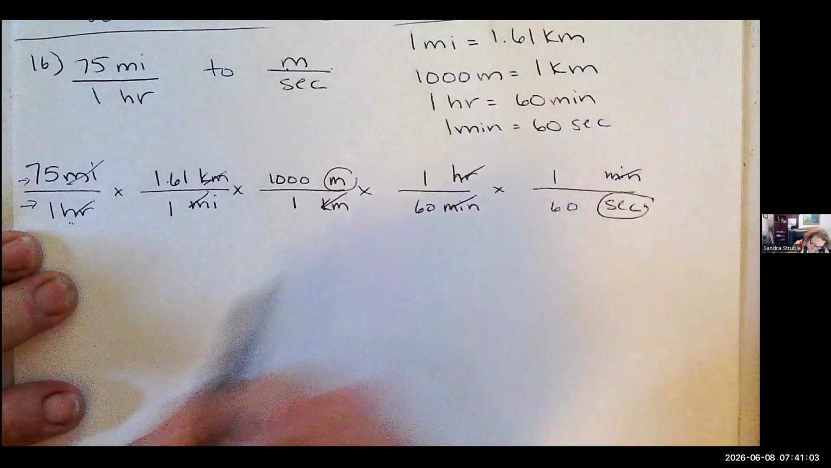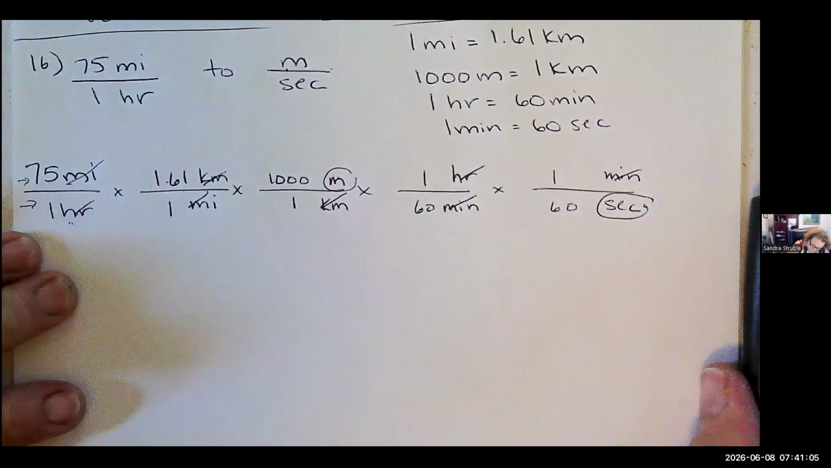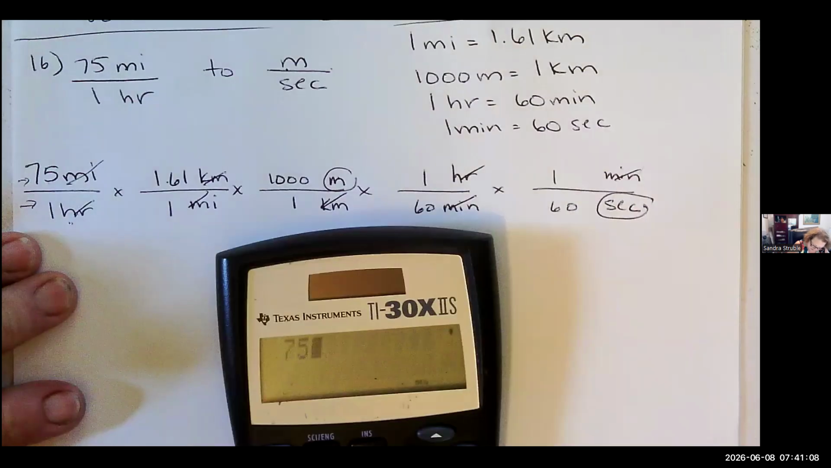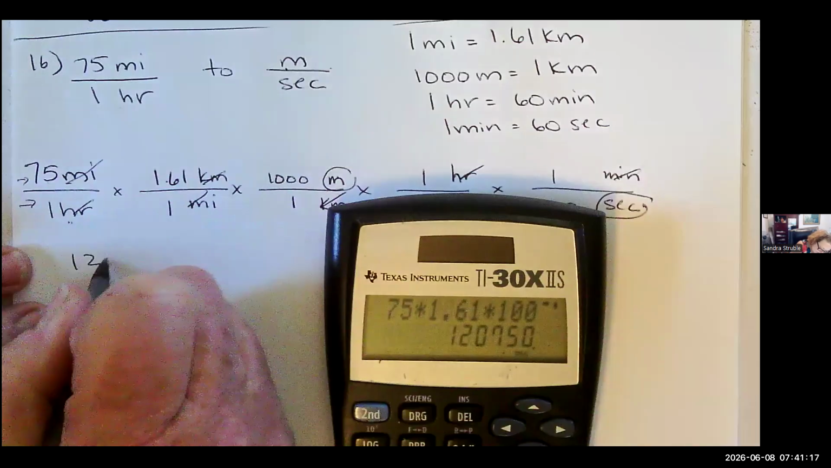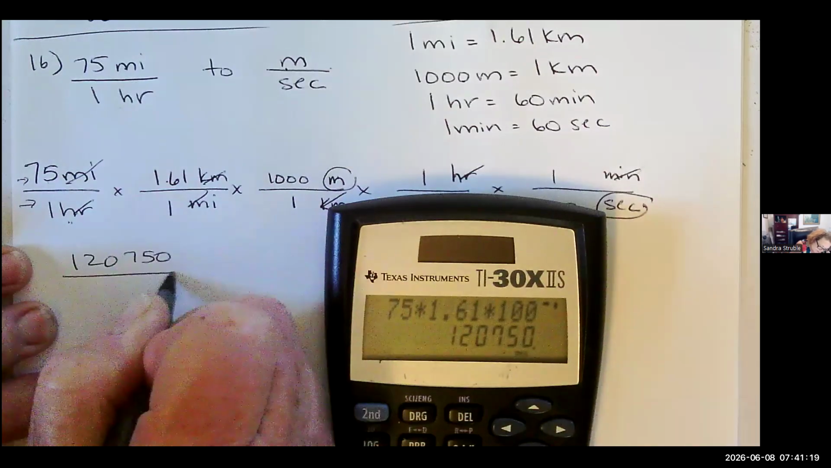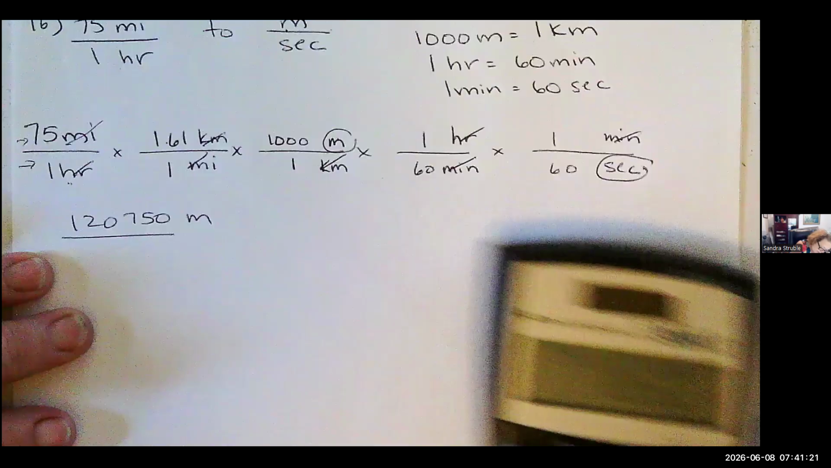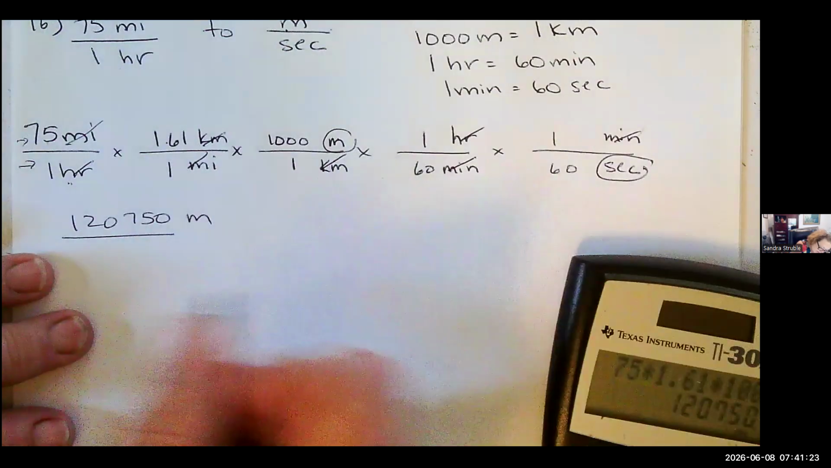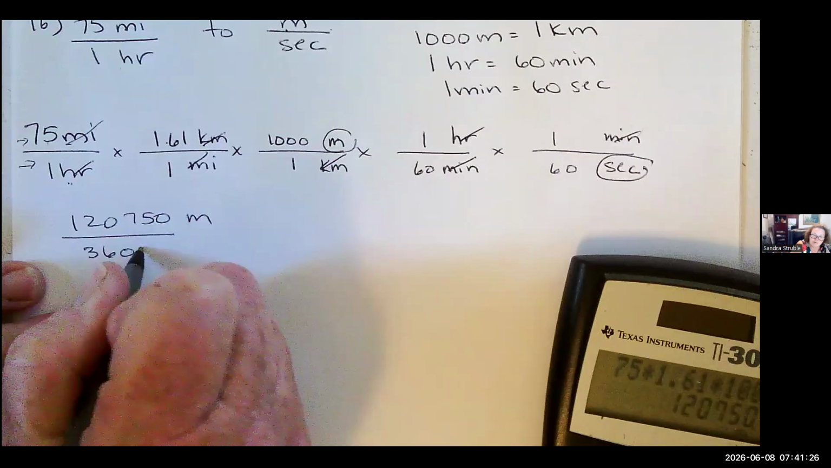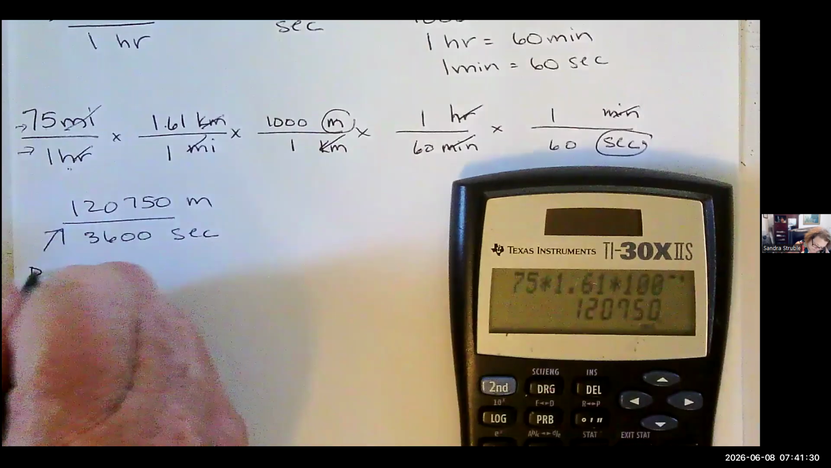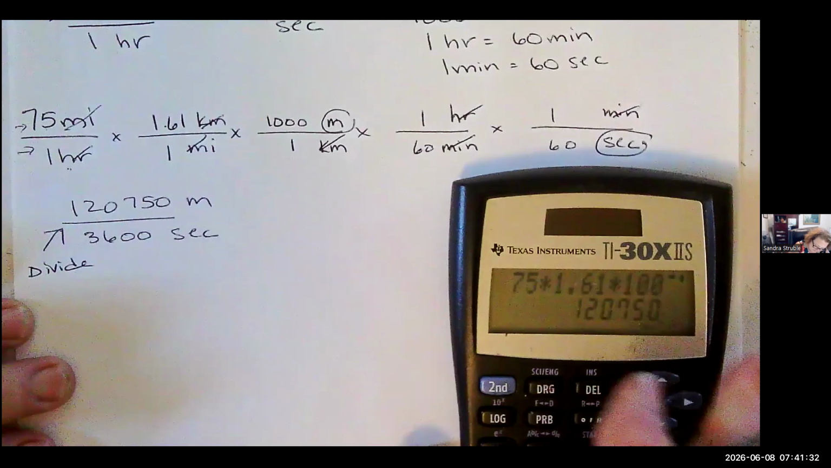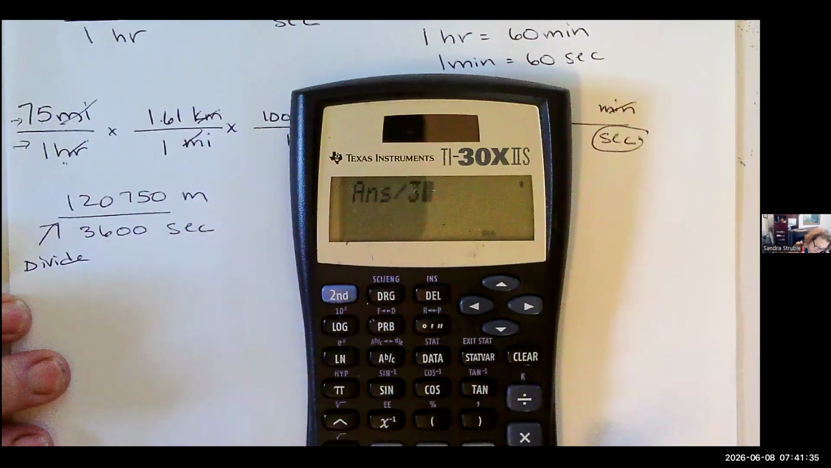75 times 1.61 times 1,000 is 120,750. And this is meters over, 60 times 60 is 3,600. And this is seconds. Now this is where we just divide. So divide that by 3,600. It's 33.5416.